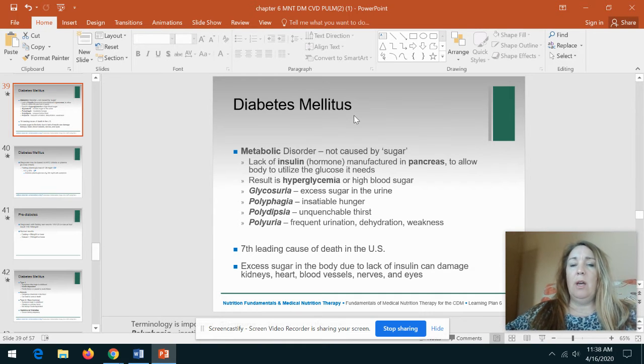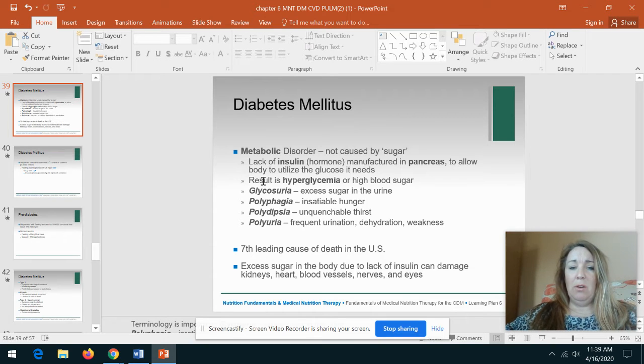But basically, diabetes is a metabolic disorder, and depending on the type, it's caused by either a lack of insulin or the body's inability to use the insulin. And either way, the result is hyperglycemia, which is elevated blood sugar, or elevated sugar in the blood, excuse me.